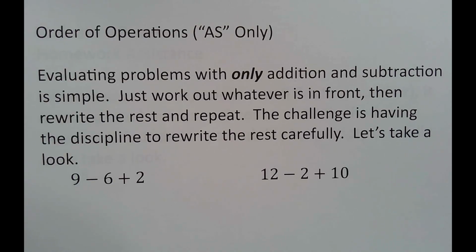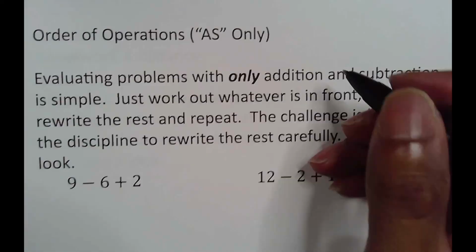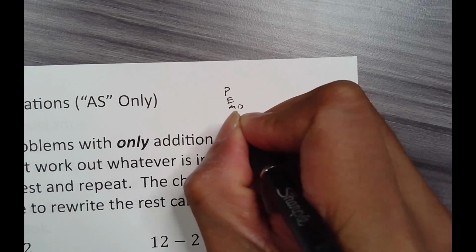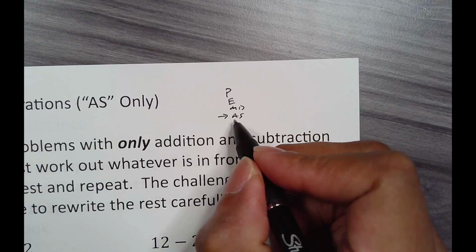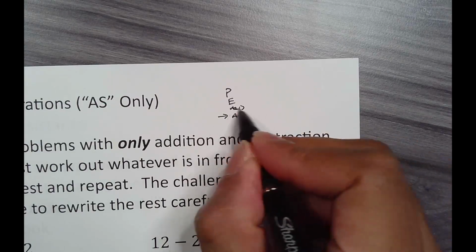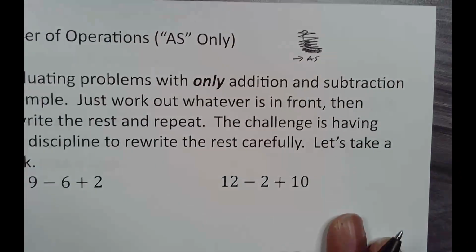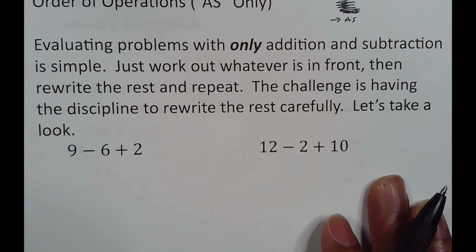If it's only addition and subtraction, which, as you know, if you remember the order of operations, addition and subtraction are the lowest level. It means I don't have anything else to break into what's going on. Just work it out, work out what's in front, and rewrite and go.